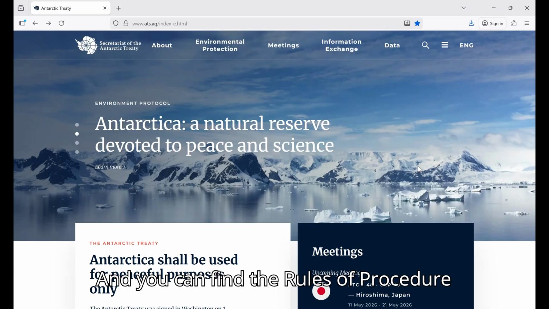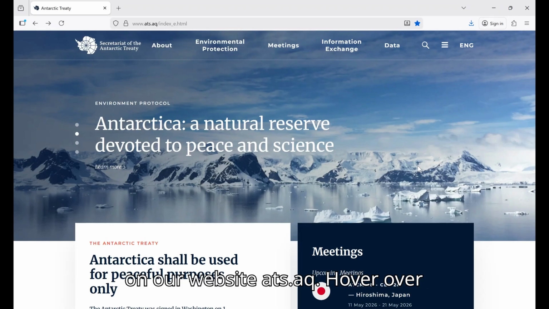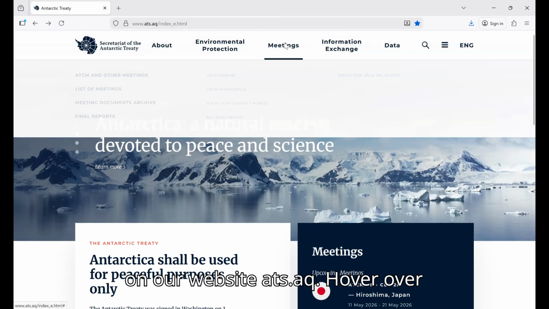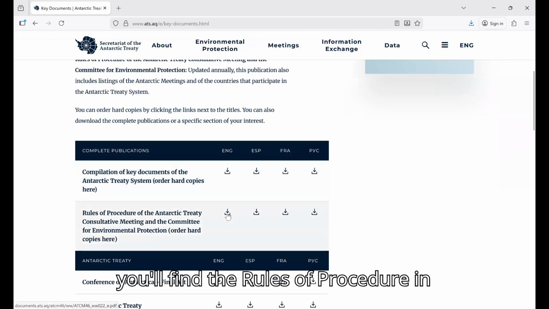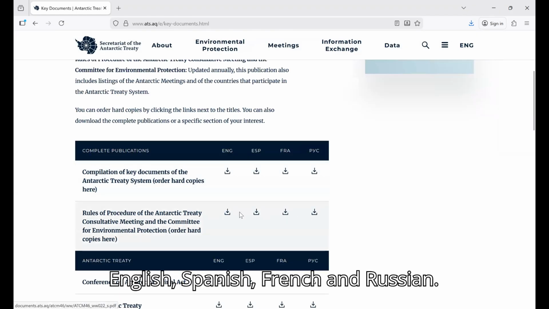You can find the rules of procedure on our website, ats.aq. Hover over meetings and click key documents, and you'll find the rules of procedure in English, Spanish, French, and Russian.